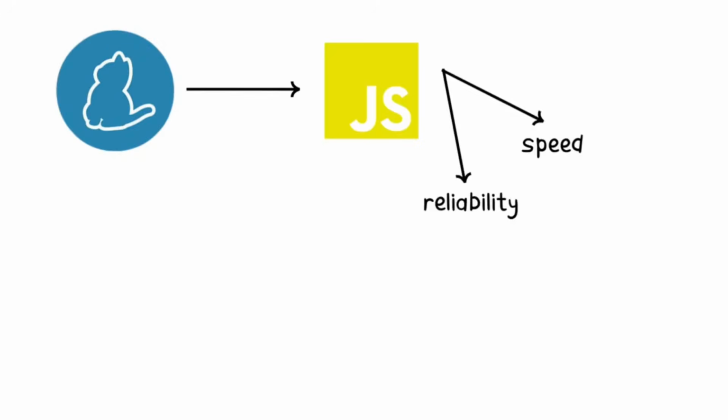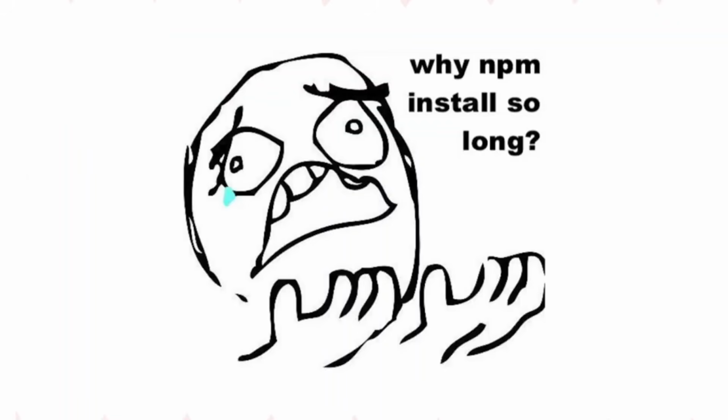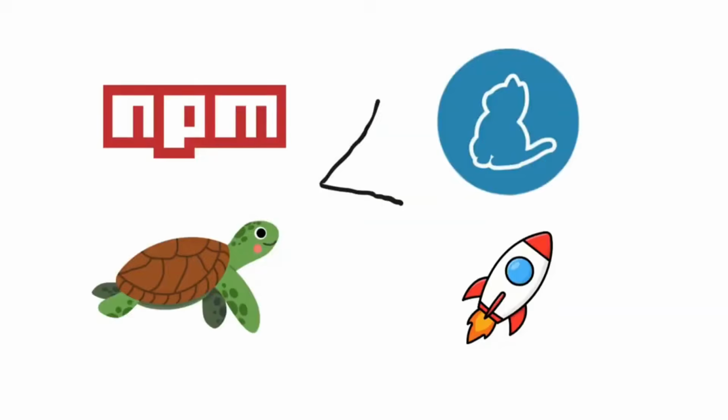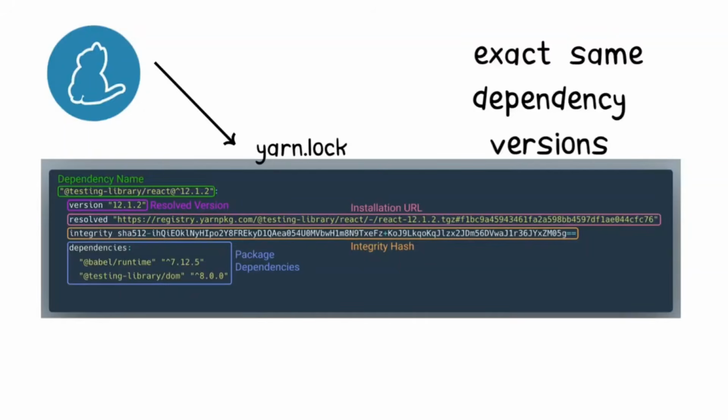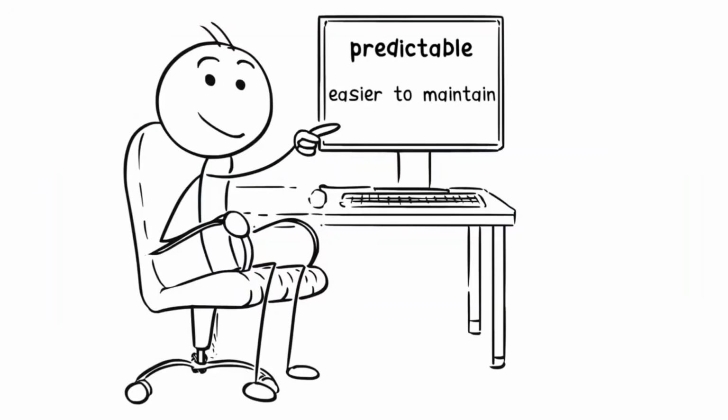for most developers. Yarn. Yarn is another popular JavaScript package manager that was created to improve speed and reliability. In the early days of NPM, installs were slow and inconsistent, so Yarn was introduced as a better alternative. Yarn uses a file called yarn.lock to ensure that everyone working on a project installs the exact same dependency versions. This makes projects more predictable and easier to maintain in teams.